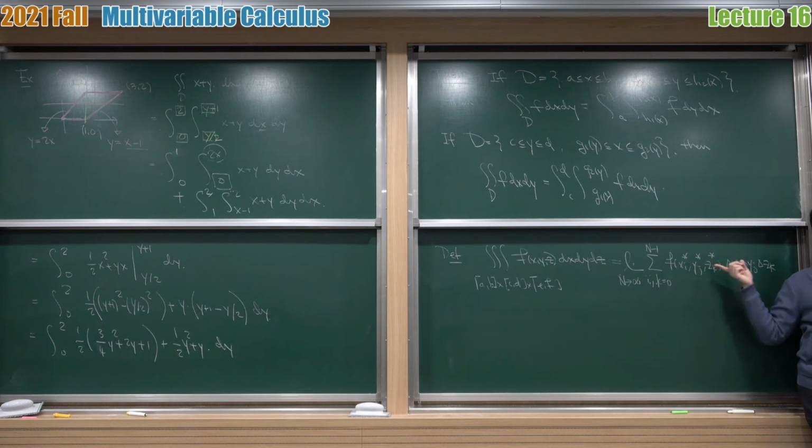So what does the number represent? What did the number represent for the double integral? In the double integral, what did the number represent? What was the double integral? What does double integral mean?